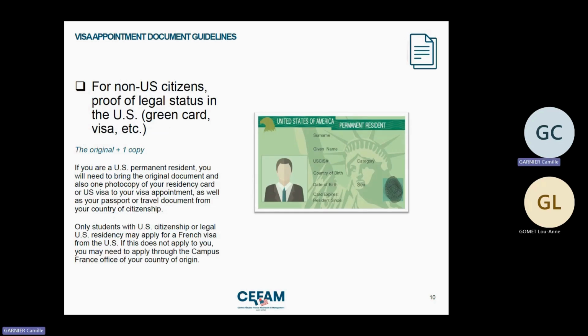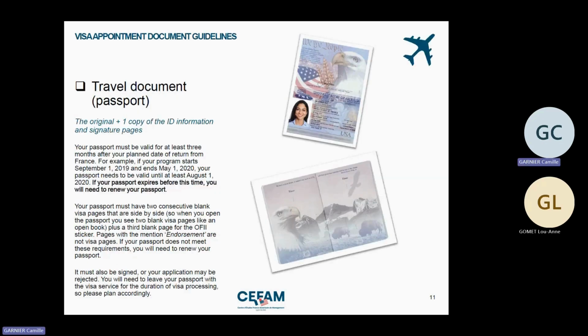Then, in the case of a non-US citizen, you will need to give extra documents. You will need to bring the original and also a copy of your residency card as well as your passport from your country of citizenship. Concerning your travel document, you will need a passport that needs to be valid for at least 3 months after your planned date of return from France. Please pay attention: if your passport is going to expire a little bit before that, your visa application will be denied.